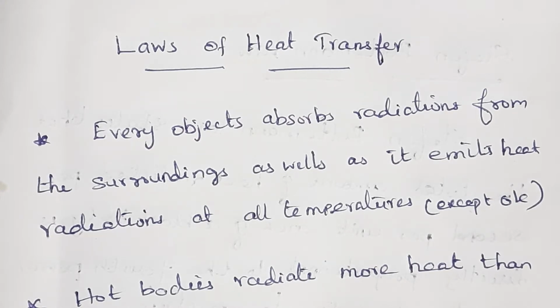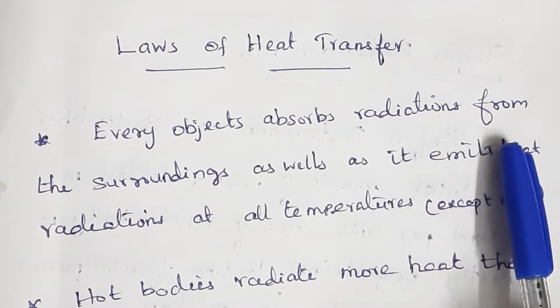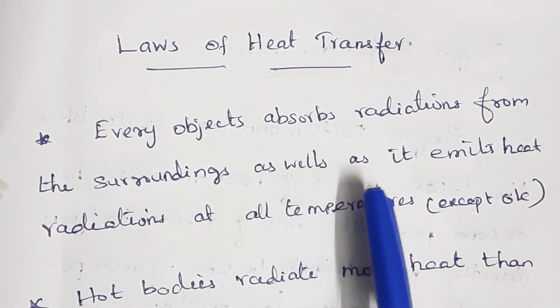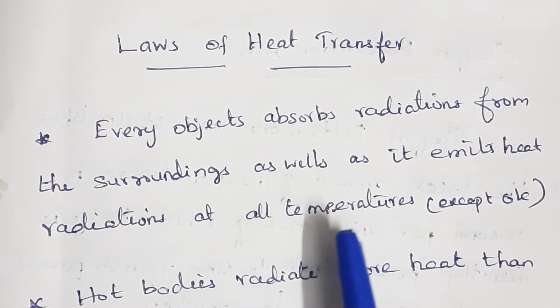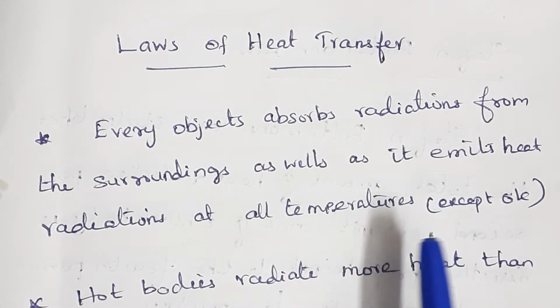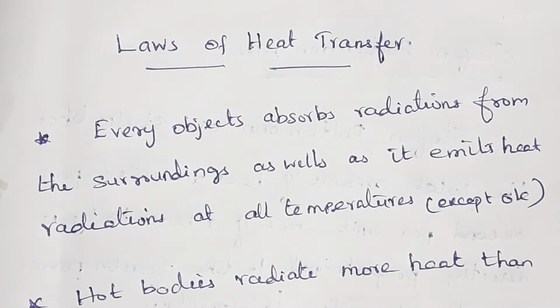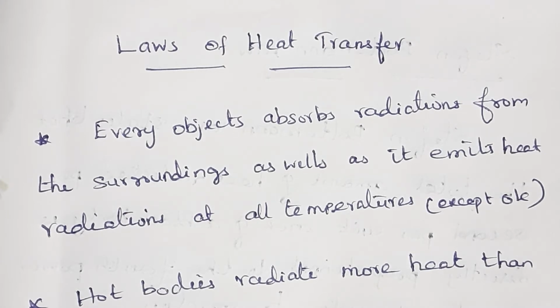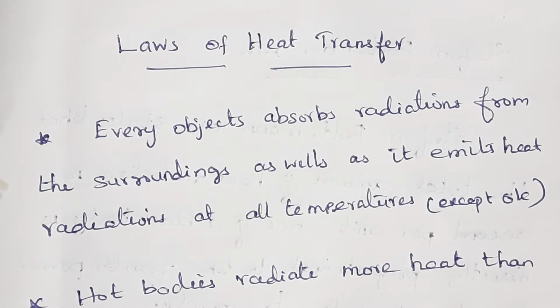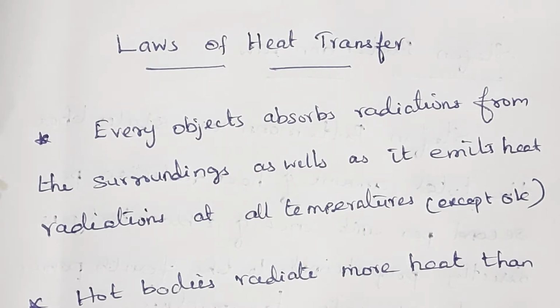We know that every object absorbs radiations from the surroundings, as well as it emits heat radiations at all temperatures except 0 Kelvin. Isn't it? So all the objects will be absorbing the radiations from the surroundings and in the same way they will be emitting the radiations in the form of heat. Example, if you touch someone, they might feel your skin as either hot or cold. You may have experienced that. Your friend used to say your skin is very hot or your skin is very cool.